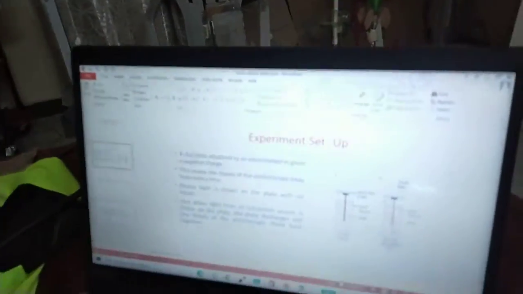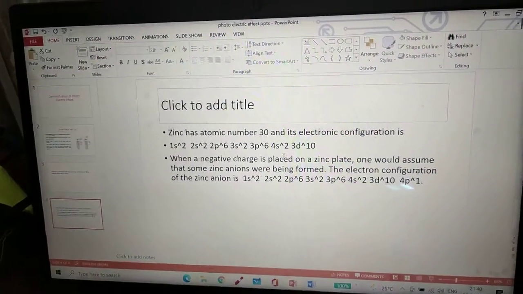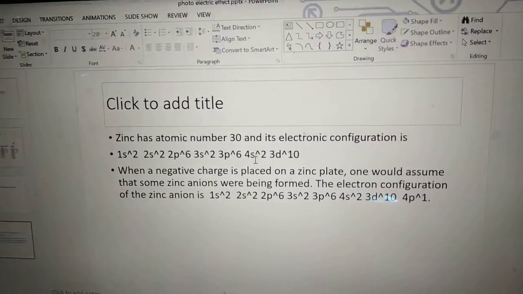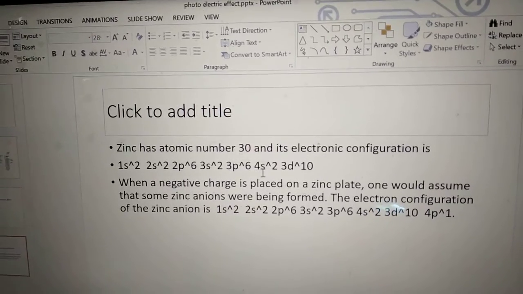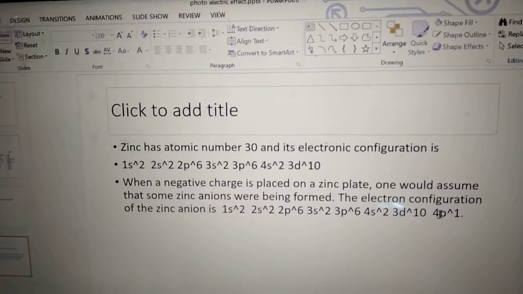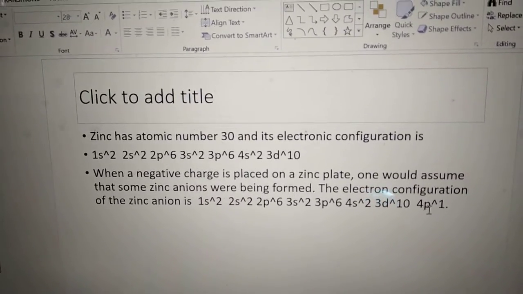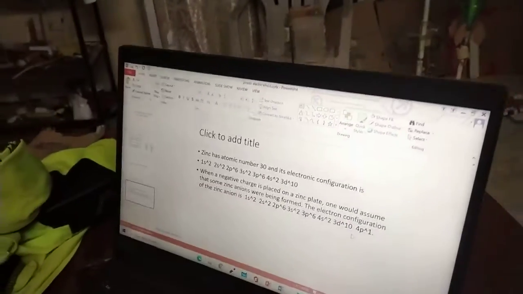So why is it happening? If you see the electronic configuration of zinc, its atomic number is 30, and this is the electronic configuration. It has two electrons in 4s2. When it is negatively charged, the electrons are captured, so the electronic configuration becomes 4p1. Only when UV light of a proper frequency and proper wavelength is put on the zinc plate, this extra electron gets ejected.